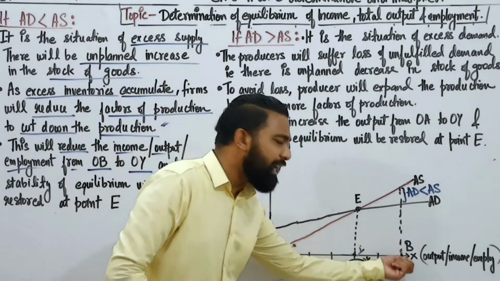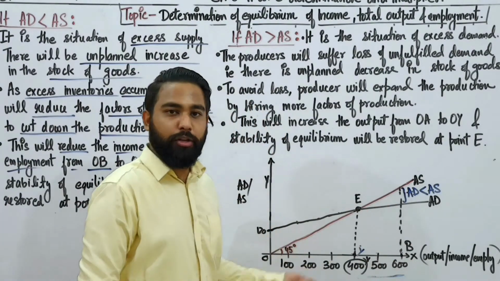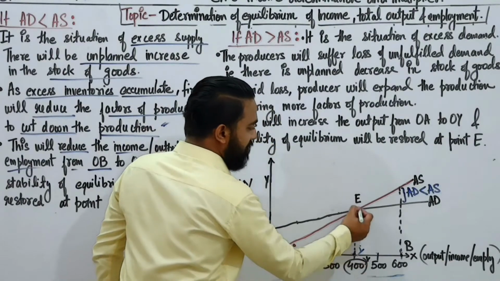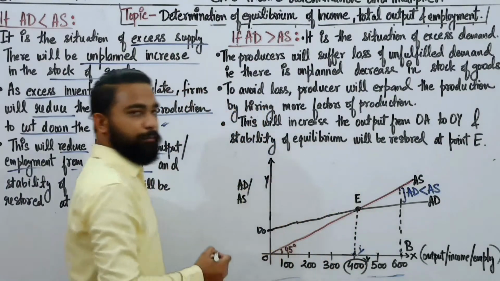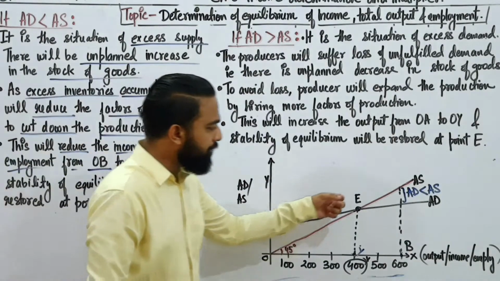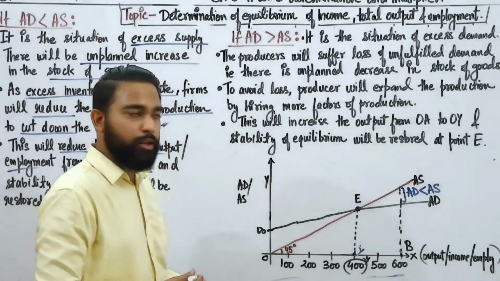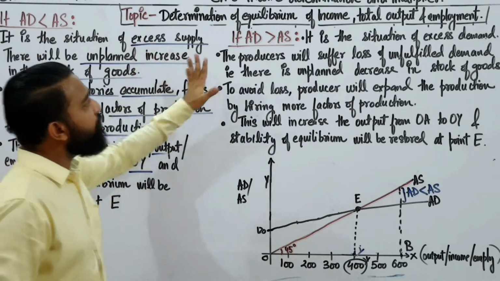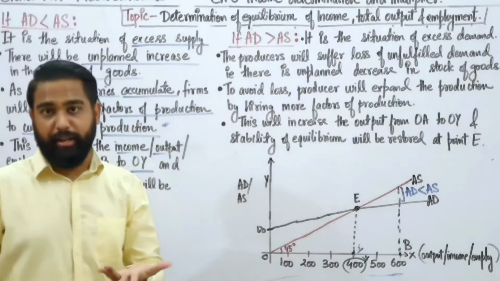They will very slowly decrease their production up to the point Y, and at point Y there will be equilibrium at point E, and the stability in the equilibrium will be restored at point E. Understood? Now, the last topic for today is if aggregate demand is more than aggregate supply.